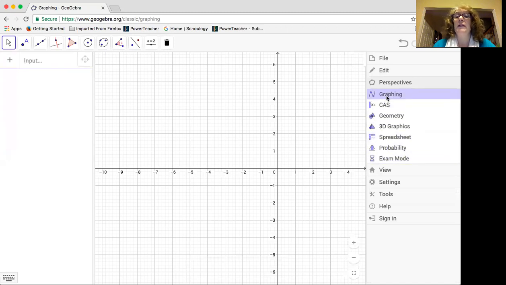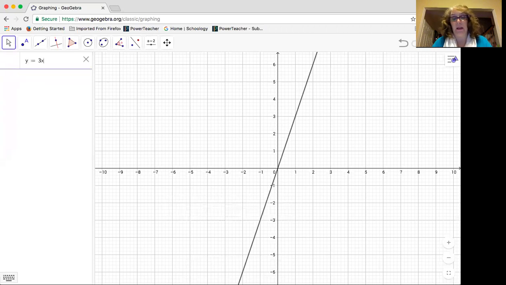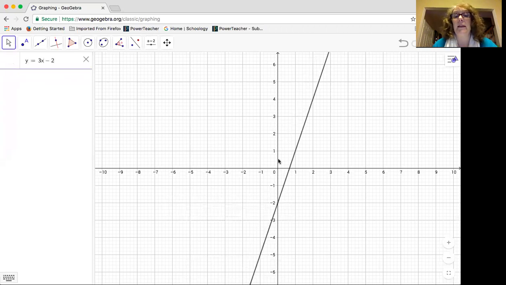And just to give you an idea of the graphing mode, a student can enter an equation such as 3x minus 2, and the equation automatically will graph in the particular grid here.